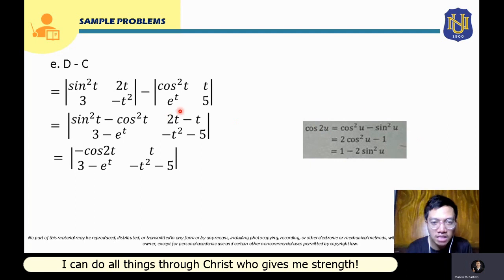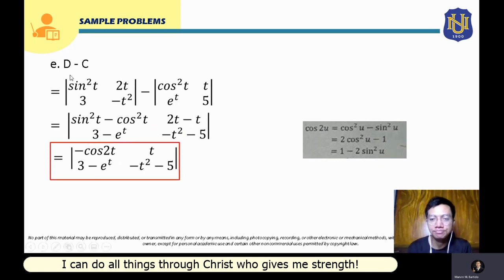Now for 2t minus t, that will be t, and then 3 minus e raised to t, we cannot simplify that further, and then we have here negative t squared minus 5. So also we cannot simplify that further. So this will now be the answer for letter E.